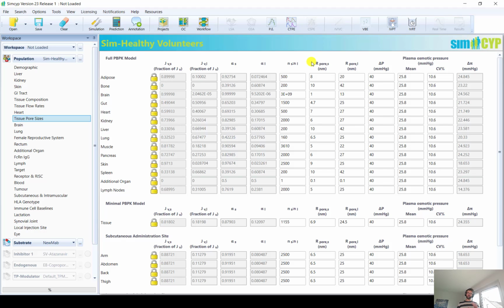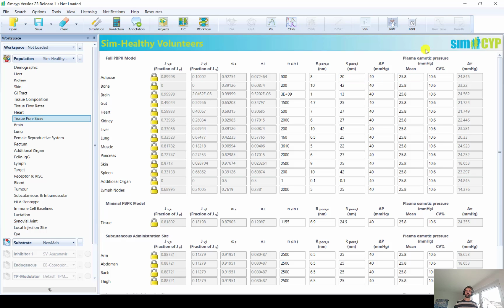So what we do is looking at the hydrodynamic radius. If we have a typical monoclonal antibody, it would be roughly 5 nanometer. And then we are looking at it with the pore sizes that we have. So for instance, in adipose tissue, we have a small pore size of 8 nanometers, so the drug would be able to distribute through those pores. But in brain, we just have 1 nanometer, so there would be a restriction. There would be no flux from the vascular to the interstitial space in the brain compartment. We do this for the small pores, and we do this for the large pores.